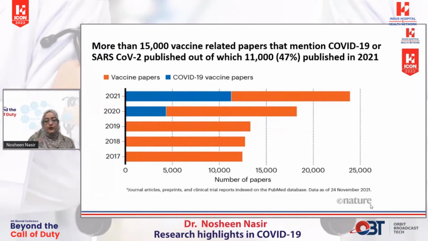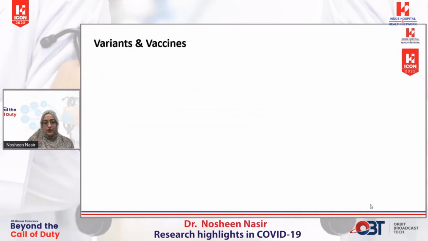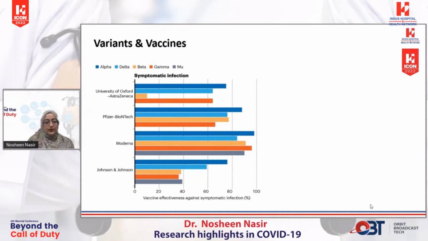Then the research focused on COVID-19 vaccines, and there are several research highlights from 2021. There was an explosion of information with regards to vaccines. More than 15,000 vaccine-related papers that mentioned COVID-19 or SARS-CoV-2 were published, out of which 7,000, or 47%, were published in 2021. So a major chunk of research in COVID-19 focused quite aptly on the use of vaccines and the efficacy of the different vaccines that were being introduced. And importantly, they centered around variants and vaccines. So how well do the vaccines perform with regards to the circulating variants?